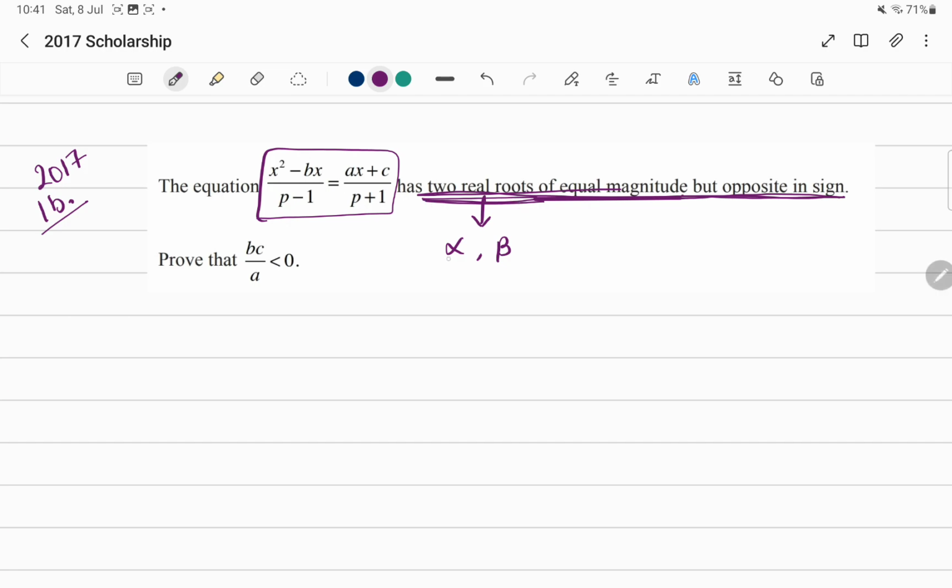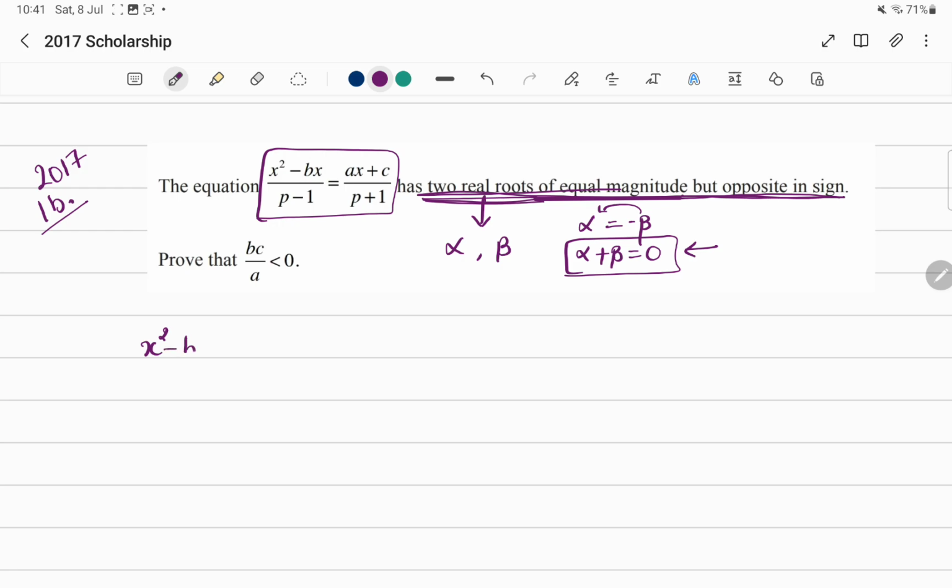So the two real roots are alpha and beta. They are equal in magnitude but opposite in sign. All right, so this gives us that alpha plus beta is going to be 0. So when you move it this side, it's going to give us 0. That is one of the things that will help us simplify this question. All right, so now let's start with the equation.